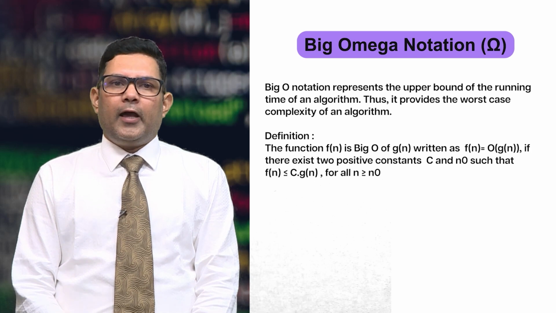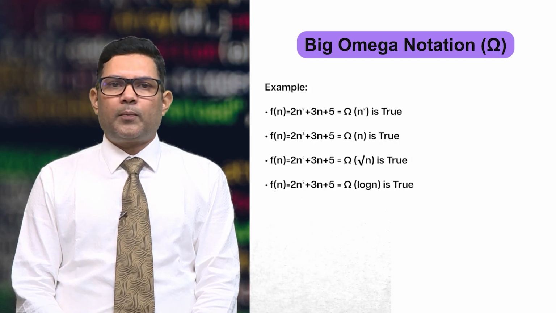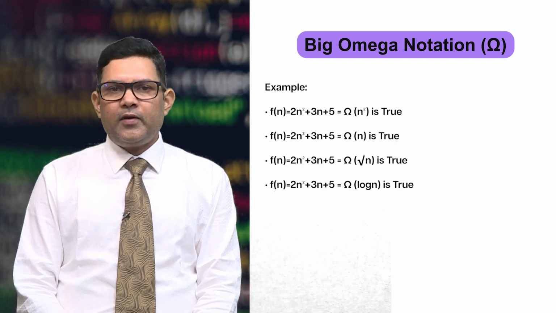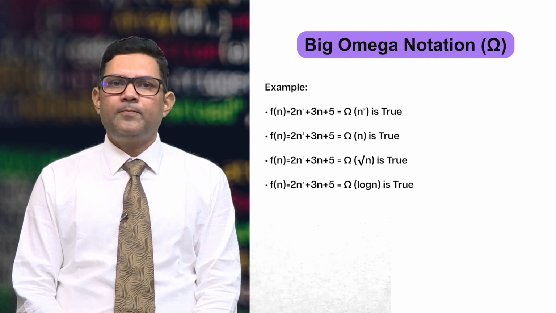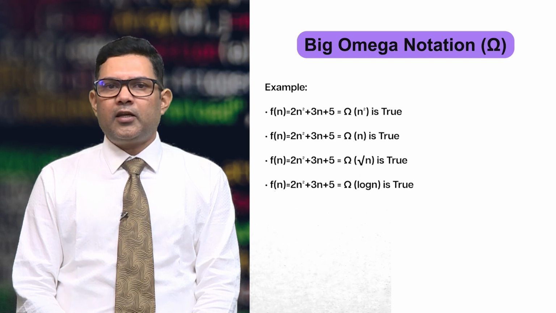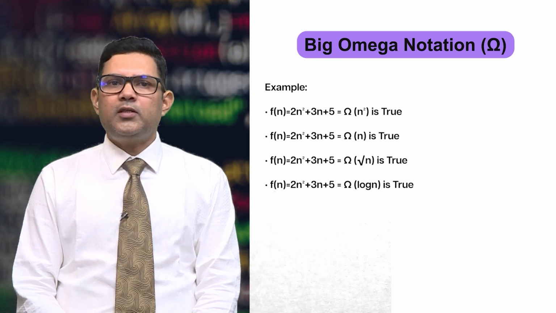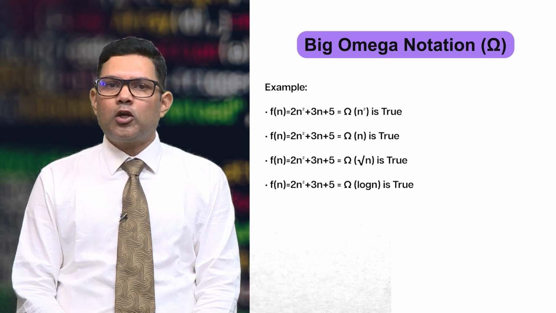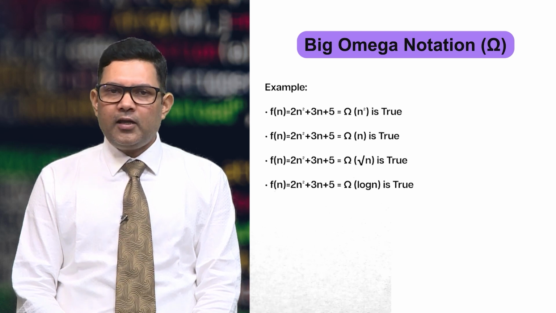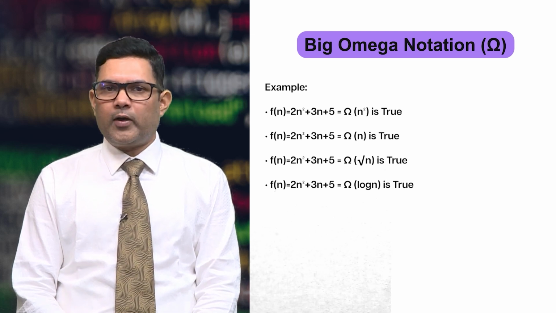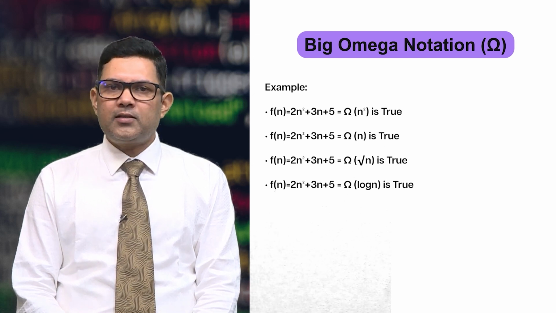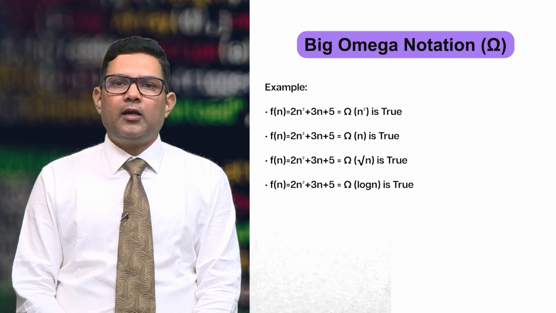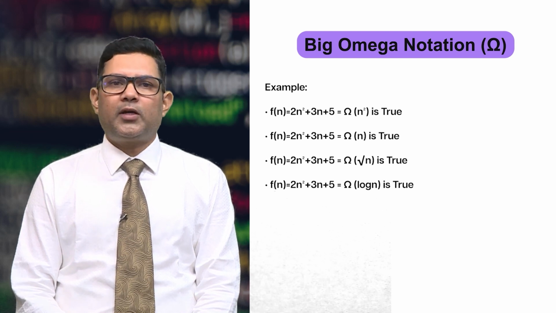For example, if f of n is equal to 2n square plus 3n plus 5, in the previous example we have already defined it for big O notation. Using the same process, we can show that this condition is true when the omega value is n square. It is also true for omega of n, it is also true for omega of square root n, and it is also true for omega of log n. That means we don't know the exact lower limit of this particular function.